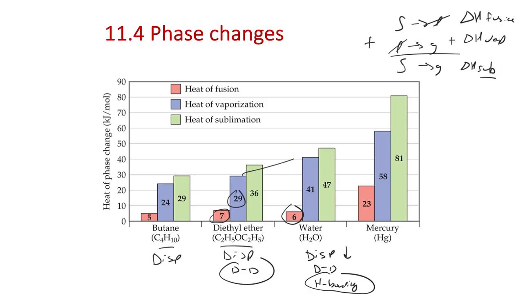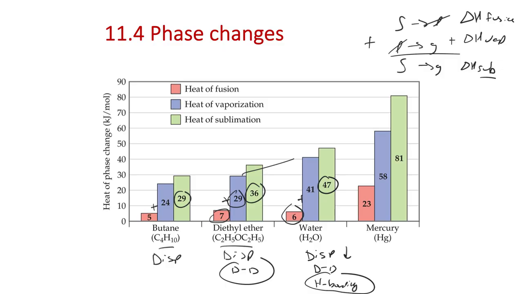So if you take 5 plus 24, our enthalpy of sublimation is 29. If you take 7 plus 29, that's where we're getting 36 for our enthalpy of sublimation of diethyl ether. 6 plus 41 is 47, so that's our enthalpy of sublimation. And this just follows from Hess's law. If you take the summation of your fusion and vaporization reactions, you get the sublimation reaction.